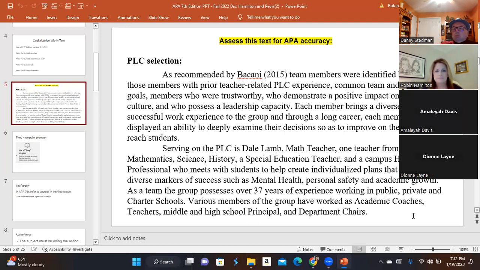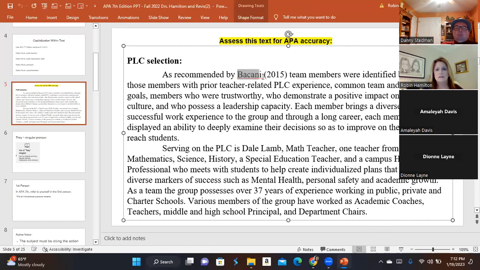As recommended by Bacani 2015, there should be the name before the 2015. The citation, right there. Okay, so this is the author, and this is an in-text citation. What are you saying? It should have his name, if I remember correctly, in the citation quotes, and then I believe it should be the page number. It's been a while. I do MLA more. Your brain is connecting well.